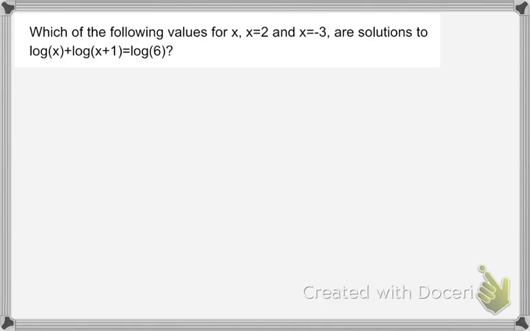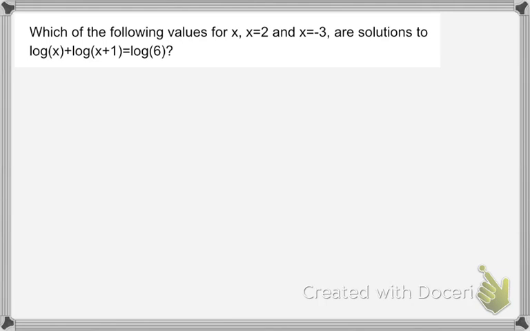Today I'm going to be going over how to check solutions in equations with restrictions. So here we have a problem that says, which of the following values for x, x equals 2 and x equals negative 3, are solutions to log of x plus log of x plus 1 equals log of 6.